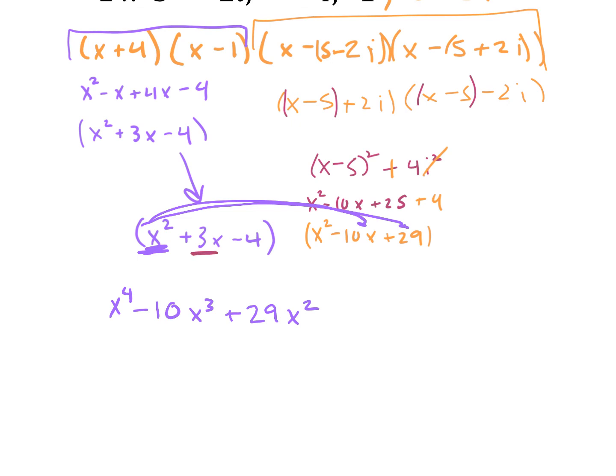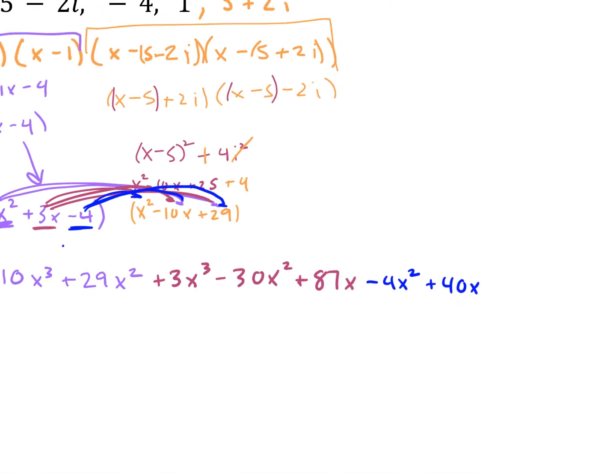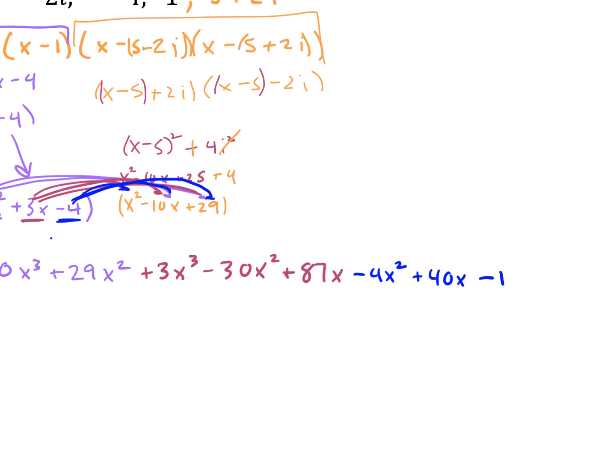And I'm going to go to the next one. So 3x. So that would be plus 3x cubed. Then minus 30x squared. And then what's 29 times 3? 87. So plus 87x. Then I'm going to move on to the last one. So I have minus 4. That would be minus 4x squared. Then plus 40x. And 4 times 29? Negative 116.